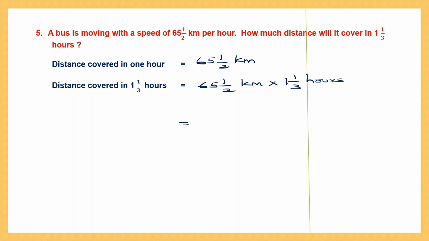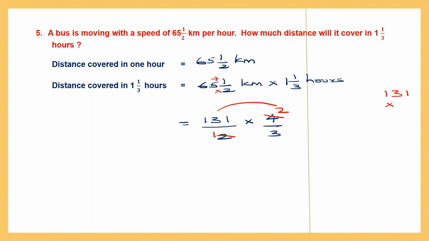So let's convert. First step is converting 65 1 by 2. 65 into 2 is 130, and then plus 1 is 131. So 131 by 2 into, now let's convert on the other side. 3 ones are 3, plus 1 is 4, so that is 4 by 3. So here we can cancel 2 and 4. 2 ones are 2 and 2 twos are 4. So now we multiply the numerators.